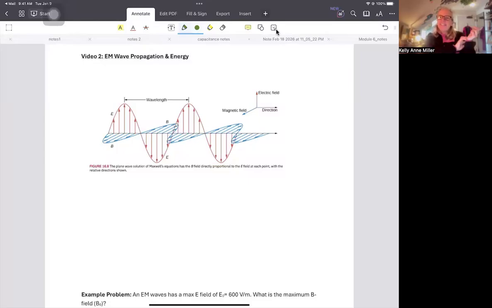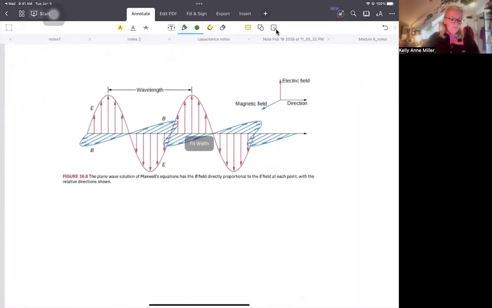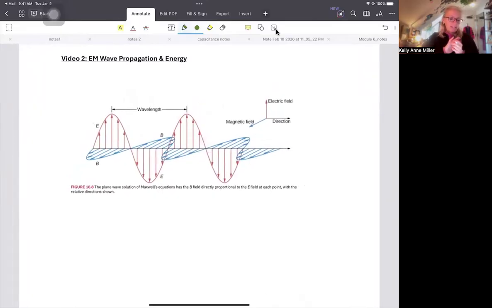Okay, so in this second video, I'm going to talk about how electromagnetic waves propagate through space and how to calculate the energy that is transported by them. Okay, so this gives you, I think, a really clear picture of what an electromagnetic wave looks like. Some things to point out.